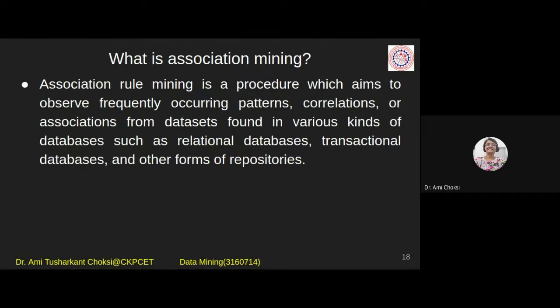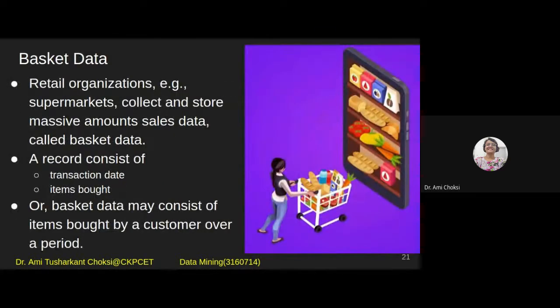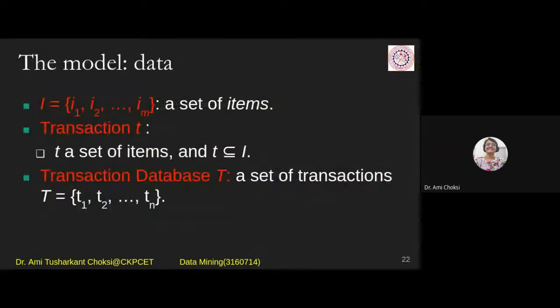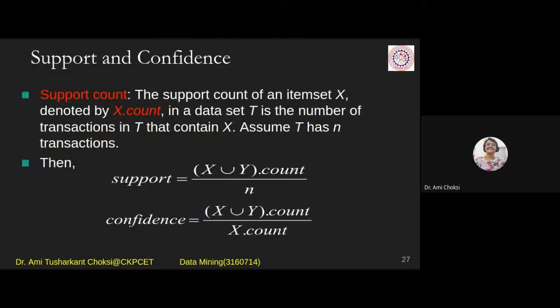Association rule mining, that is we want to have the associations between the items and the rules through which we can say that if this item is purchased, other item will also be purchased. So bread butter example we have taken, market basket data analysis, and we have seen support and confidence. So again showing you this because this is what is required throughout the chapter.